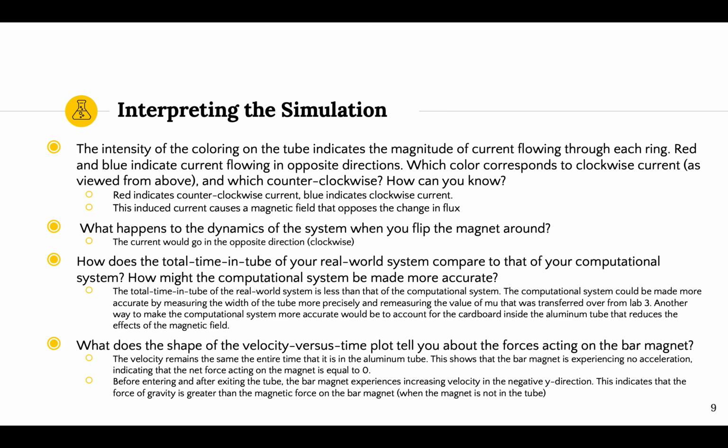And finally, what does the shape of the velocity versus time plot tell you about the forces acting on the bar magnet? So the velocity remains the same the entire time that it's in the aluminum tube. This shows that the bar magnet is experiencing no acceleration, indicating that the net force acting on the magnet is equal to 0 while it's in the aluminum tube. And before entering and after exiting the tube, the bar magnet experiences increasing velocity in the negative y direction. This indicates that the force of gravity is greater than the magnetic force on the bar magnet when the magnet is not inside the tube.